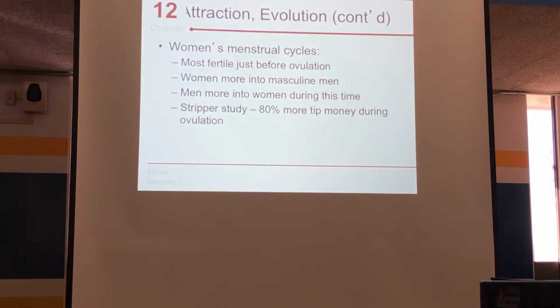Women's menstrual cycles, when are they most fertile? Just before ovulation, okay? In the stripper study, when are strippers most likely to get high tips? Right around that time, okay? And again, it's correlational, so we don't know if the strippers are coming on to the men more or if there's some kind of pheromone being released and the men are more attracted to them. It's probably a combination of the two.